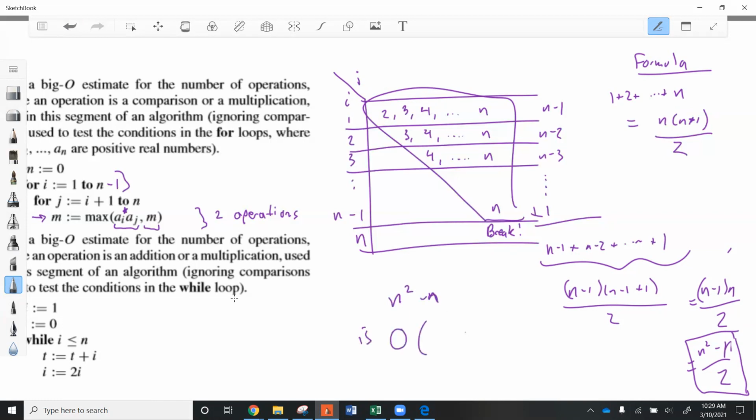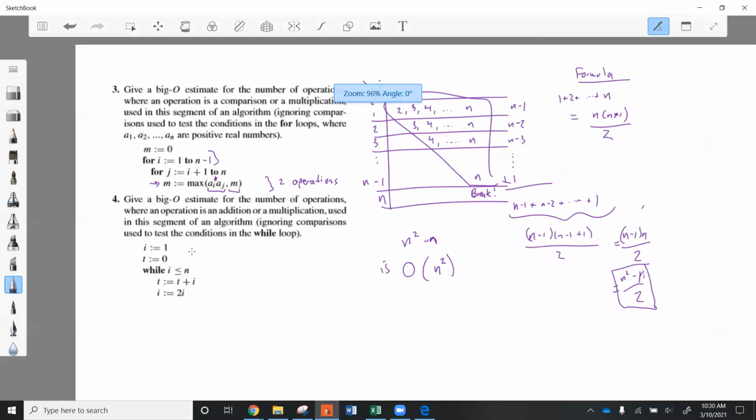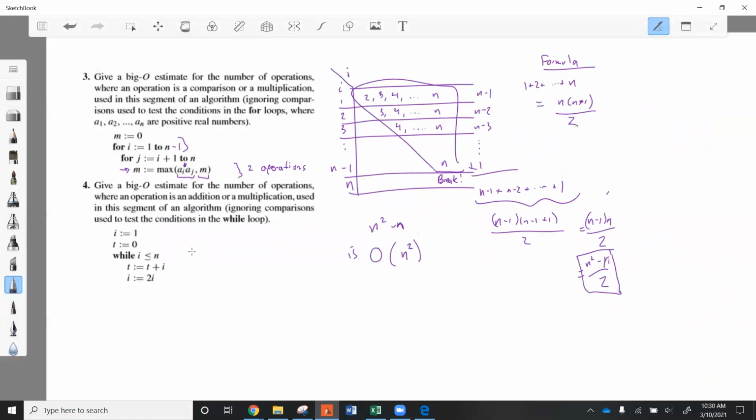But what is that big O of? Normally you just say the polynomial, like as a power function, it's big O of n squared, right? So that's how I would answer this. The actual number of operations is n squared minus n, but as a big O estimate, I would take the n squared there.